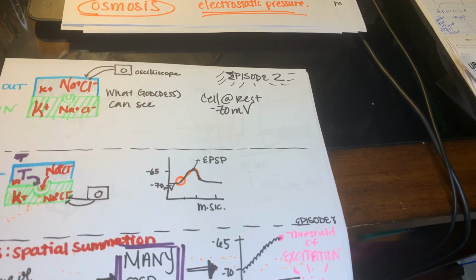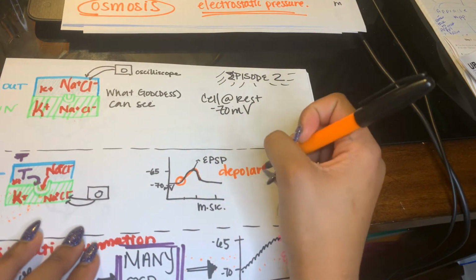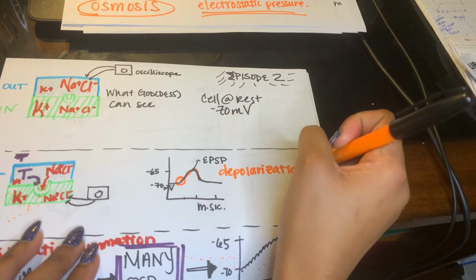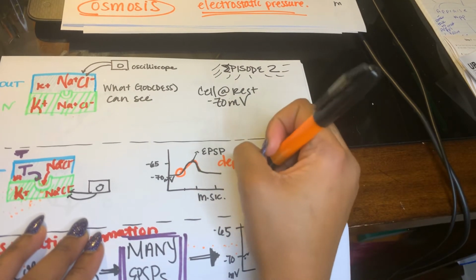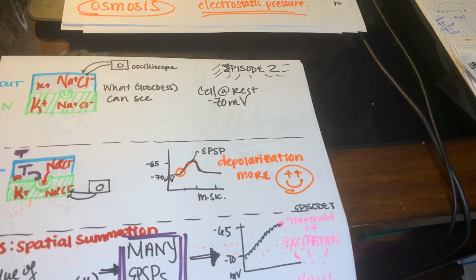An EPSP registers the depolarization, or more positivity, of the cell due to the entrance of sodium. EPSPs are created when ionotropic receptors located on the dendrites of cell B are opened due to the presence of neurotransmitter binding to the binding site on these ionotropic receptors.